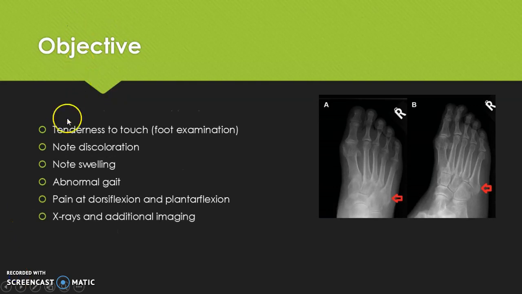Objective. So in a foot examination, it was reported to have tenderness to touch. There was a note of discoloration, and of swelling. Abnormal gait was noted as well when walking into the clinic. There's pain at dorsiflexion and plantar flexion. X-rays and additional imaging show that there is in fact a tear in the 5th metatarsal.